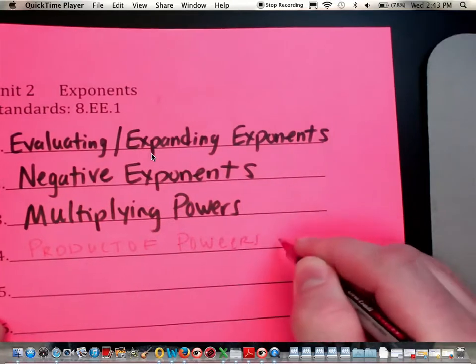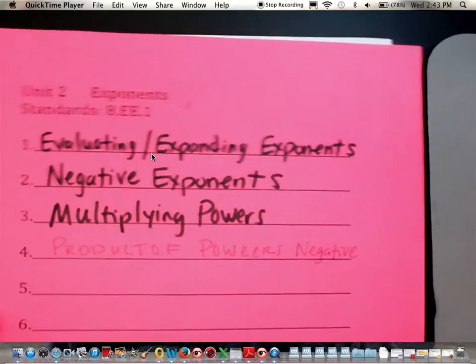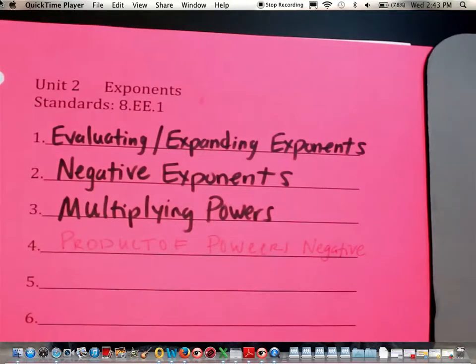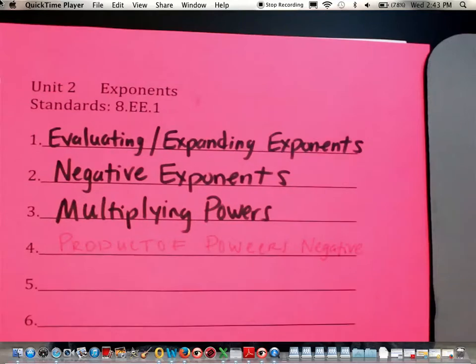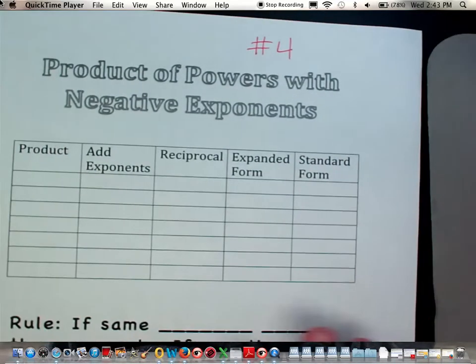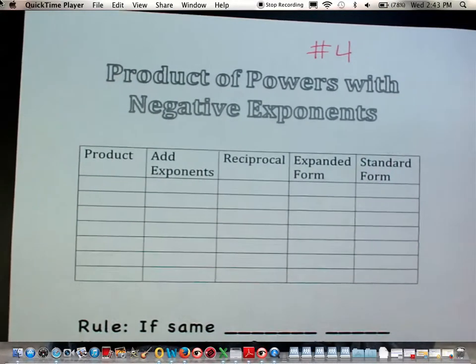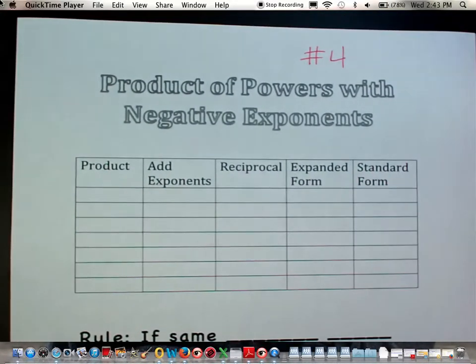And this is going to be negative. Okay, so this is number 3. Product of powers with negative exponents that we're going to be looking at right now. Alright, so then what we're going to do is make sure we have our number 4 up there on the top. And we're just going to do a few notes that you'll be able to see. So here's our first one that we're going to look at here.